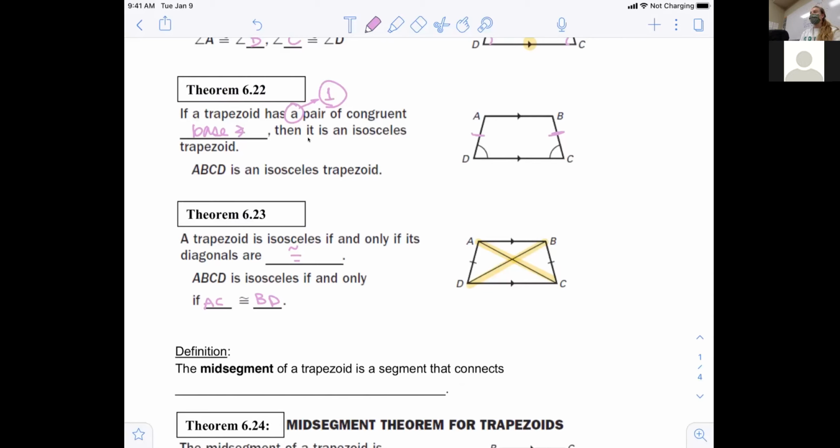Okay, good. I love that you gave me a property. That's awesome, and we're going to use that in a second. What physically is a mid-segment? It's a segment, good. It's a line that connects what two things? Two midpoints.